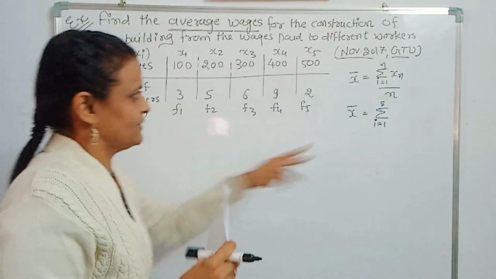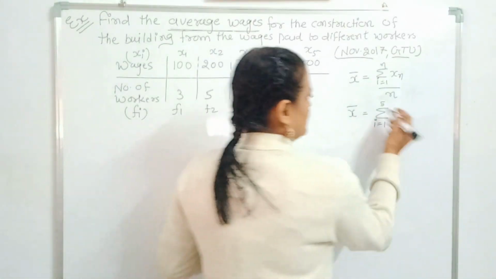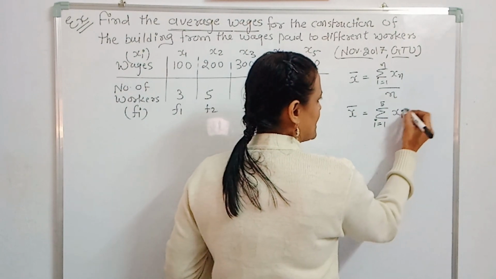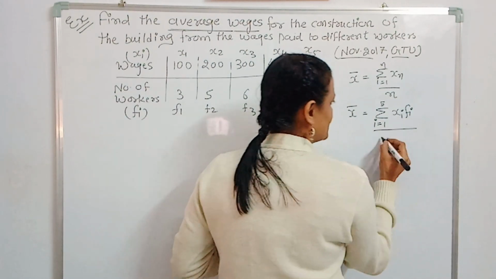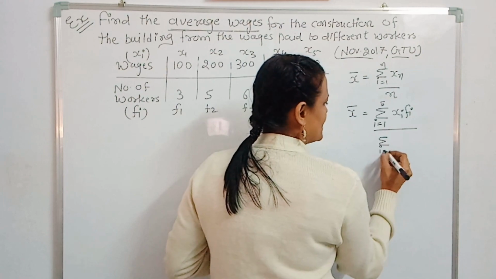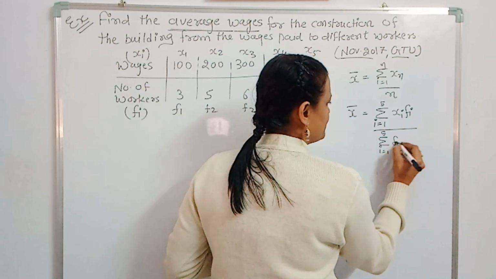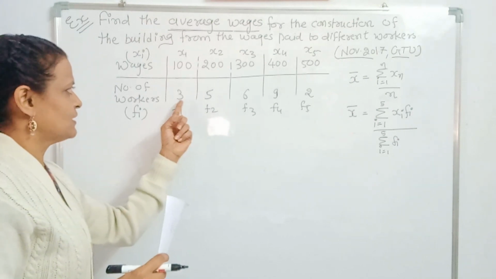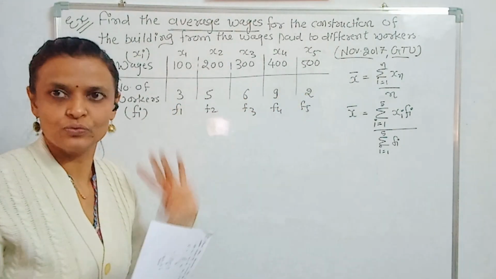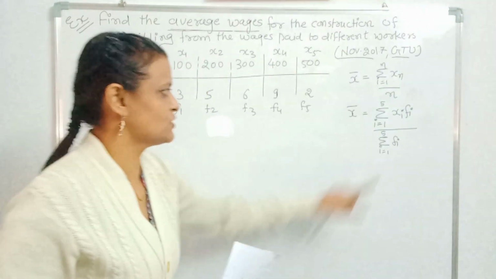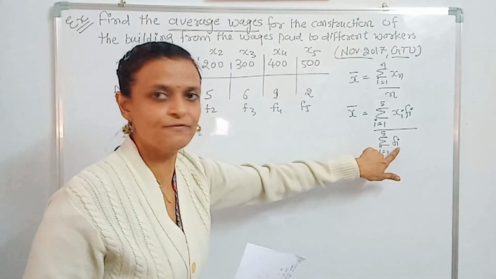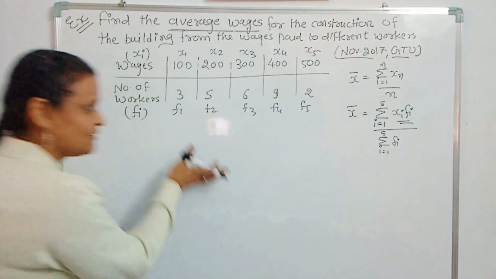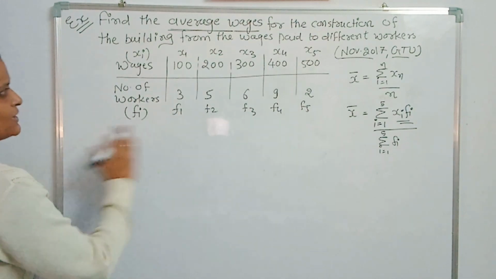So can we write the equation of mean like summation from i is equal to 1 to 5 xi fi divided by summation from i is equal to 1 to 5 fi? Because how many data are there? 3 plus 5 plus 6 plus 9 plus 2. So these are the total number of data. So summation from i is equal to 1 to 5 fi. So to get this xi fi, we will add one more row in this table.